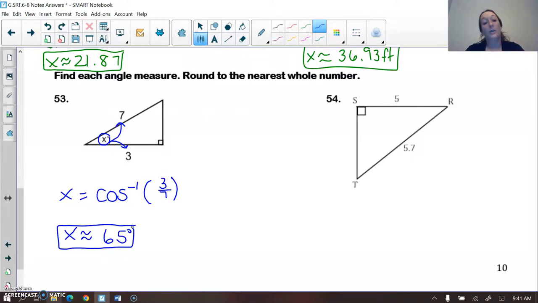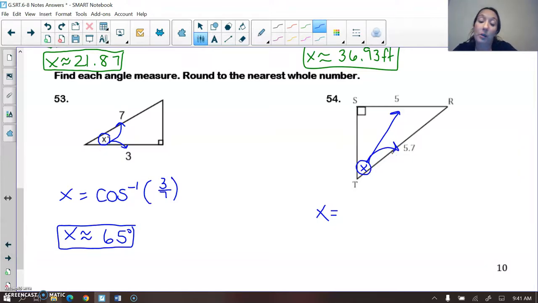Now, if I asked you to find the other angle, you would just then use the triangle sum theorem with that 65-degree angle. Like we're going to do that for number 54. We're going to find both angles. I'm going to first find angle T. I'm going to label that X. So X at angle measure would be equal to, in relation to X, I have my opposite side and my hypotenuse.